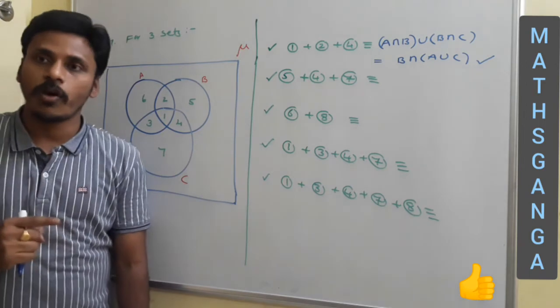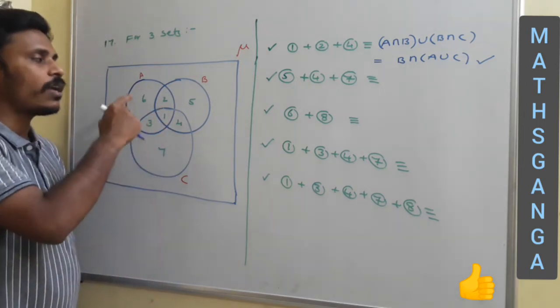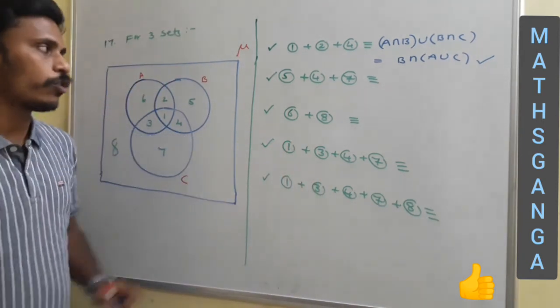B intersection of A union C. These 1, 2, 4 are there in A union C as well as in B, and that's the name for that. Okay, in that way you need to think about it, right?